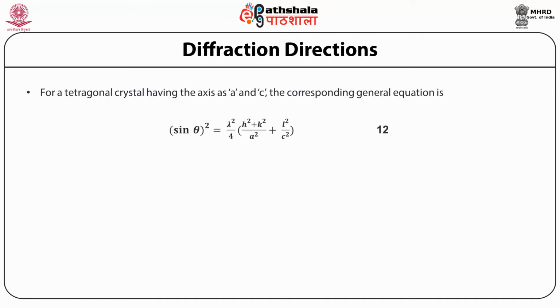For a tetragonal crystal having the axes as a and c, the corresponding general equation is sine square theta equals lambda square divided by 4 into h square plus k square divided by a square plus l square by c square. Similarly, the equations can be obtained for other crystal systems.